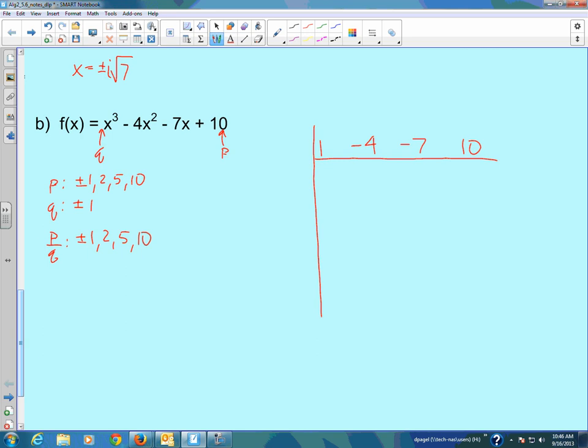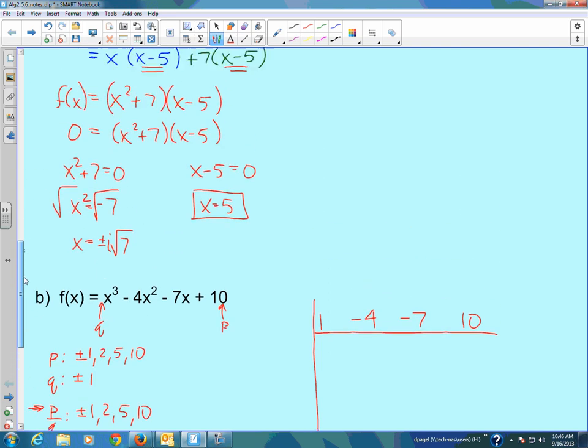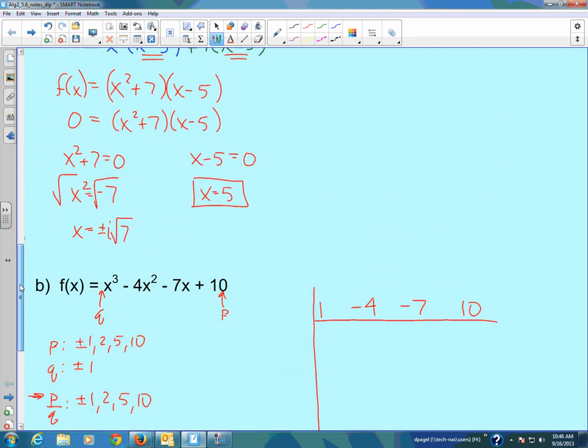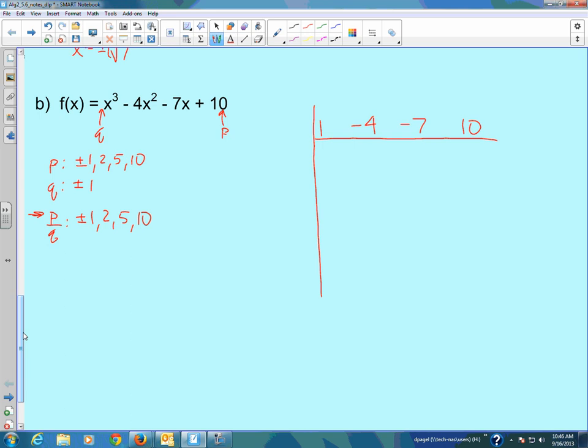All right, these are what we are testing, and every time I come up with a remainder of 0, then we know we have found a root, or a 0 of our function. And therefore we are able to answer this problem using synthetic division. That was the original problem. Find the real zeros. All right, let's just start testing. Let's try a 1. So drop 1, 1 times 1, 1 minus 4, negative 3. Negative 3 times 1, negative 3 minus 7, negative 10. Negative 10 plus 10, 0. We have found one of our zeros. Very good.